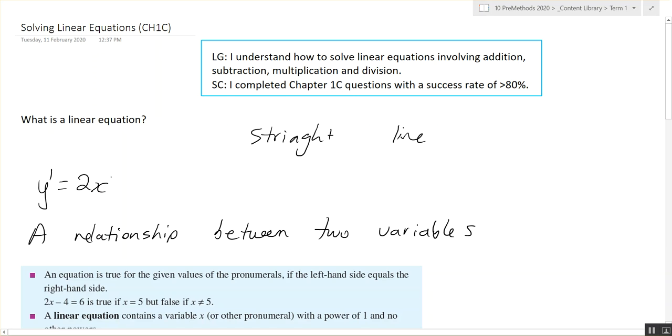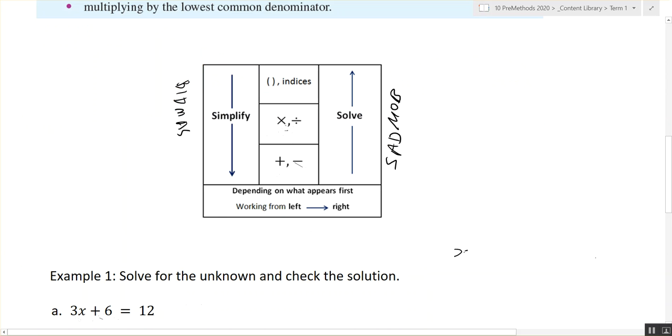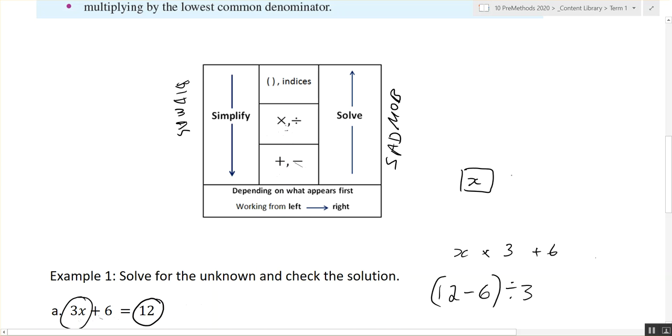So y and x both have a journey x goes on. X is first doing what? It's first being multiplied by 3, and then what does it do? So to find x, you go back the other way. So you do 12 minus 6, divided by 3. 12's over here. Or you can do it like this.